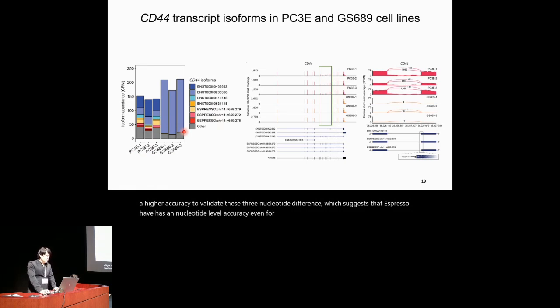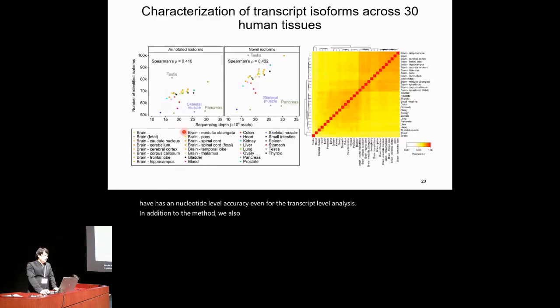In addition to the method, we also generated a large cDNA Nanopore dataset, which includes more than 600 million long reads from 30 different human tissues. And we believe that it could be an important resource for human transcriptome study in the future.